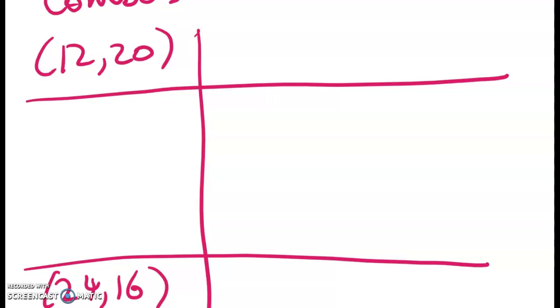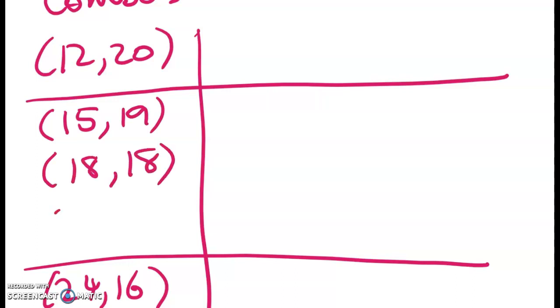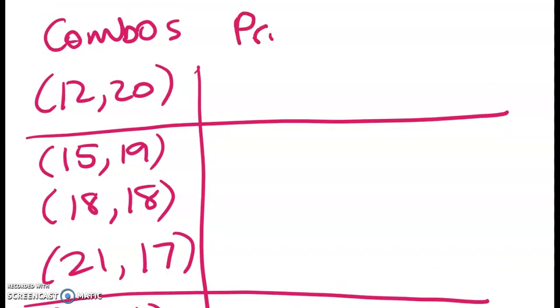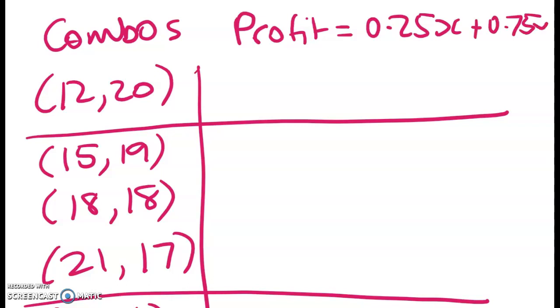So I'm going to go, my gradient's negative 1/3. So I'm going out 3 and down 1. So it's going to be 15 and 19, 18 and 18, and 21 and 17. And if we put the profit in here, we can see that we end up with $18 in each case.